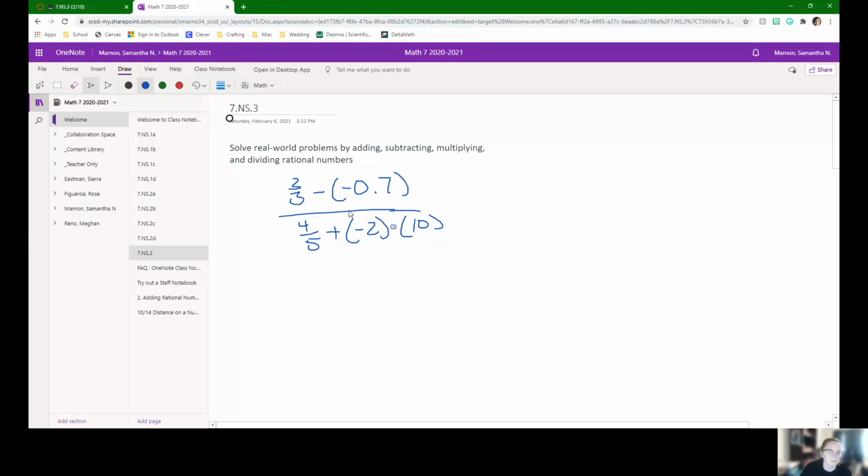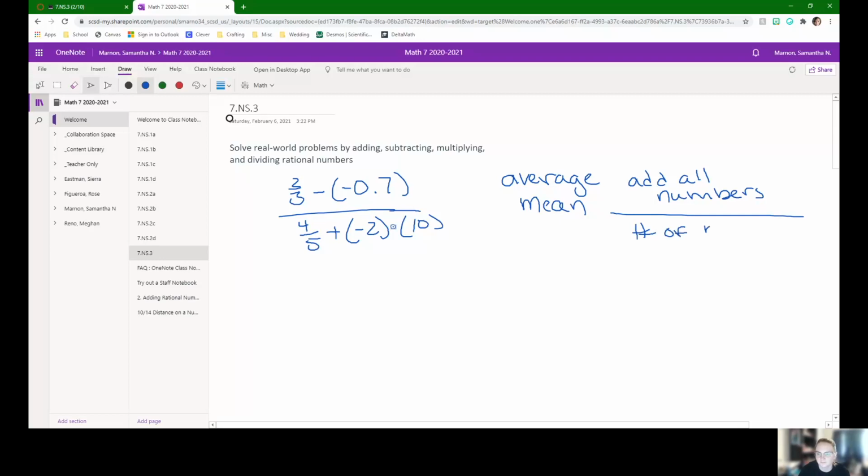The other thing that sometimes comes up is average. We should have learned about average in 6th grade, or maybe you've heard it called the mean. You add up all the numbers and then you divide by the number of numbers. So they might ask for the average temperature or the average distance ran. That just means add all those numbers up and then divide by the number of numbers that you added. But this could be any kind of real world situation.